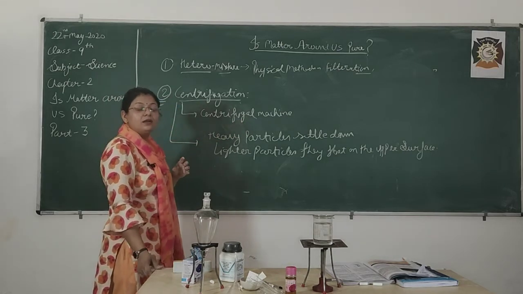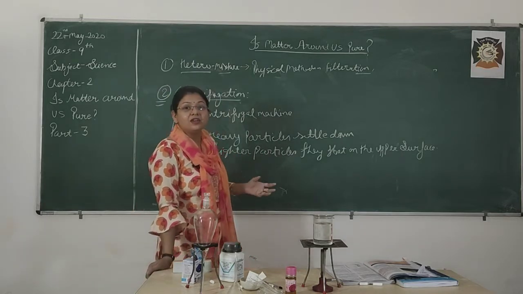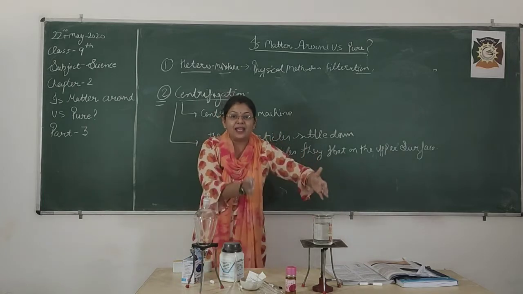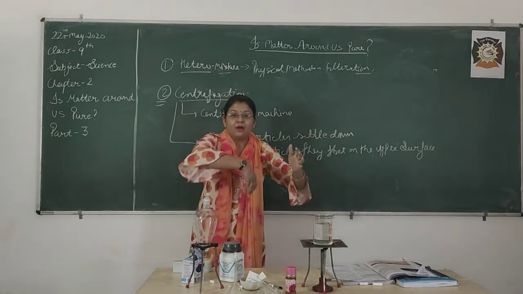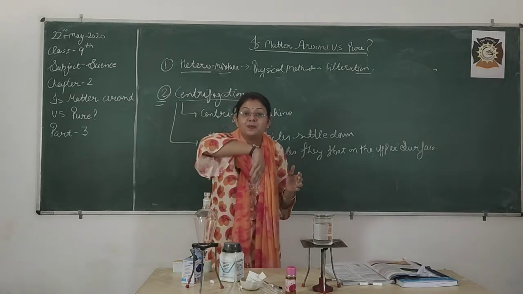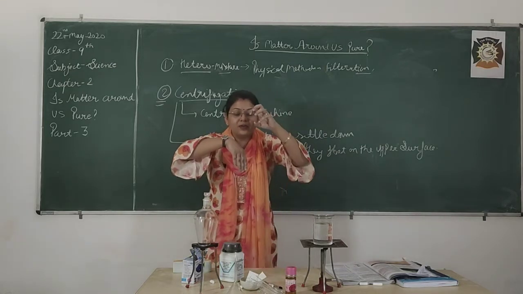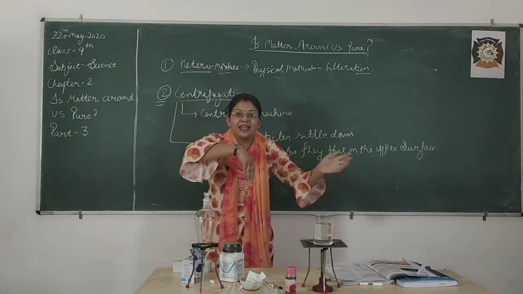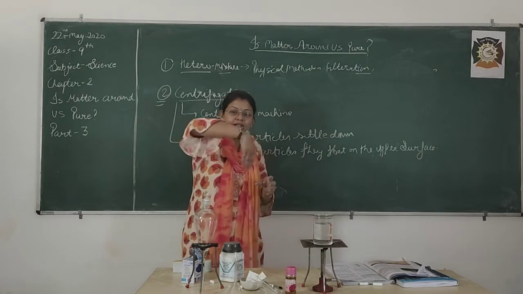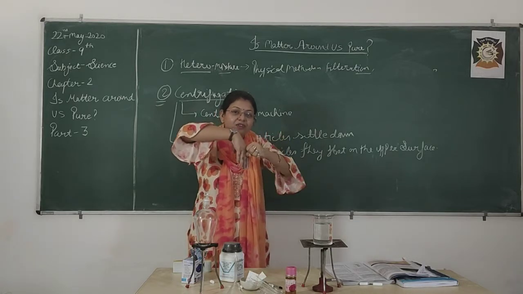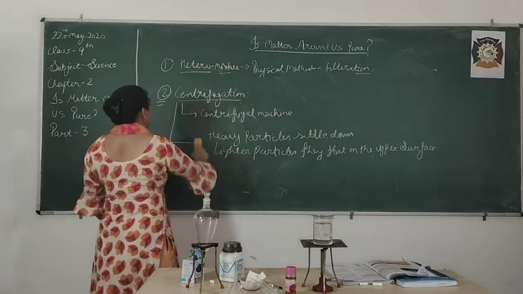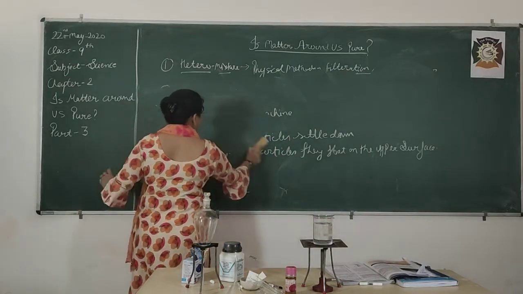You can also relate the centrifugation machine with your washing machine. The spinning drying part of that machine spins at a very high speed, and because of the spinning of that particular part, the water droplets from the cloth are expelled out, and the clothes become dry, because on spinning the water particles are heavy, so they are just expelled out. Getting my point? So this is the second technique, centrifugation.